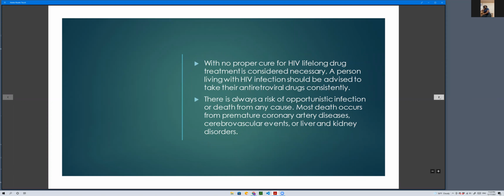With no proper cure for HIV, a lifelong drug treatment is considered necessary. A person living with HIV infection should be advised to take their antiretroviral drugs continuously. There is also a risk of opportunistic infections or death from any cause. Most deaths occur from premature coronary arterial diseases, cerebrovascular events, or liver and kidney disorders.